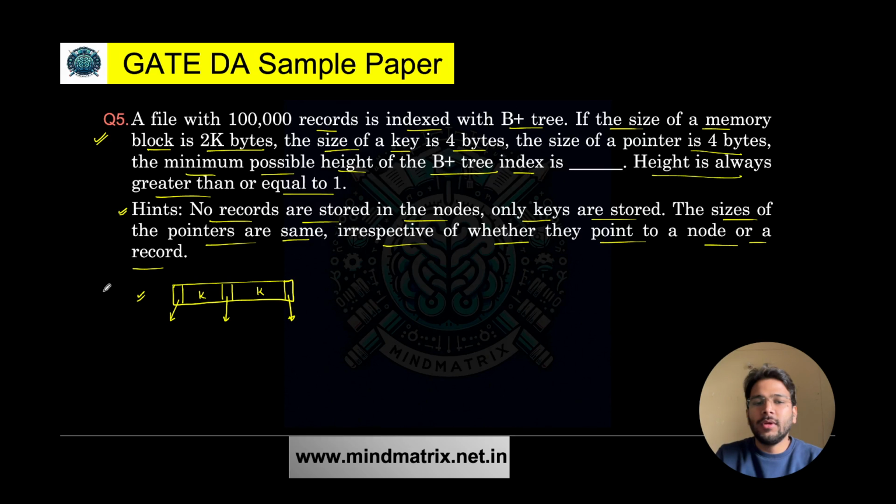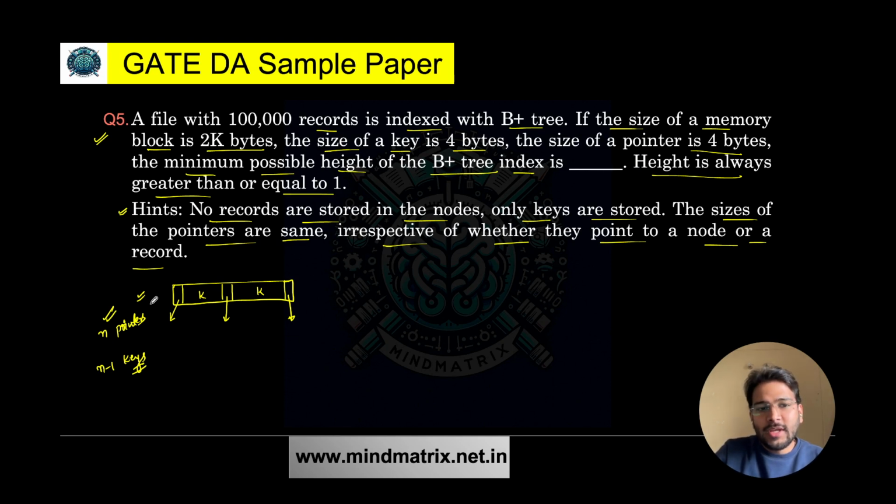The point here is you can have n block pointers, or n pointers, you can say, and n minus 1 keys will be there. N minus 1 keys will be there in B plus tree internal nodes. So we have to first find the order. What is the order of this? The order of B plus tree is going to be the number of pointers you have in the node.